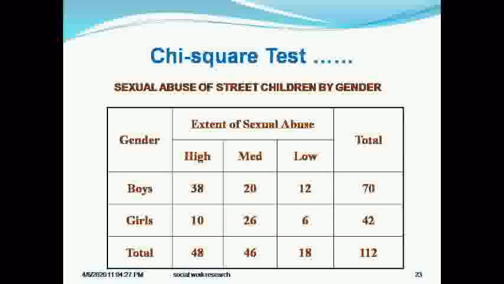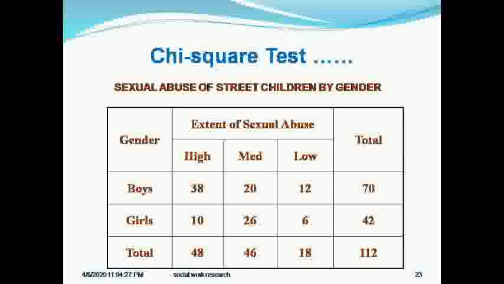Sexual abuse of street children by gender. So there are two variables. One, the gender, boys and girls. The other one, extent of sexual abuse, which is in three categories: high, medium and low. So we will find there 38 boys who are sexually abused high, 20 boys medium, 12 boys low. In the same way, girls: 10 girls high, 26 medium and 6 low. So altogether observations are 112. So these are the observed counts.